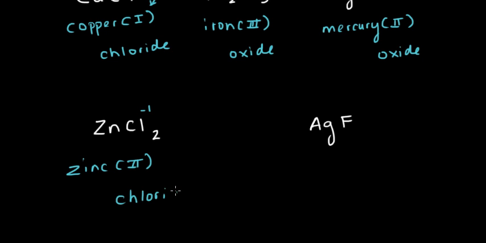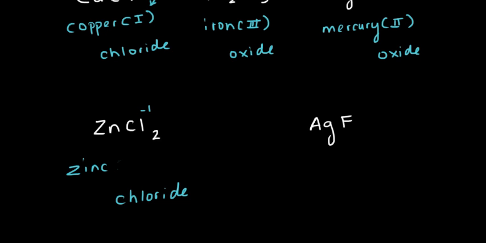The problem with this is that zinc, as an ion, always loses 2 electrons. It always takes on a charge of +2, which means we actually don't have to specify that it's zinc 2. We can just call it zinc chloride. So this compound is just known as zinc chloride.